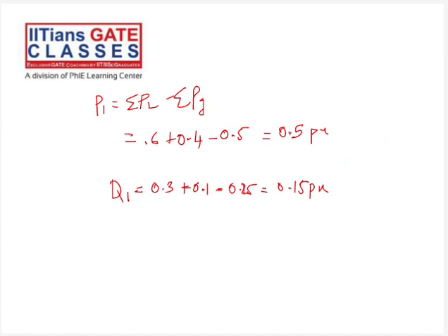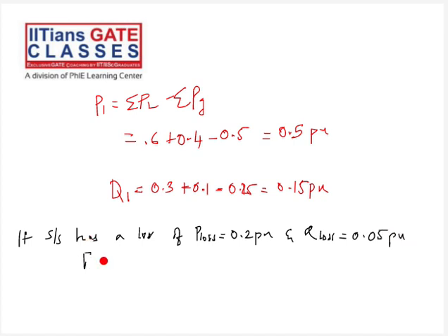There is one more extended second part of the question. If the system has a loss of P loss equal to 0.2 per unit and Q loss equal to 0.05 per unit, what are P1 and Q1? Right?